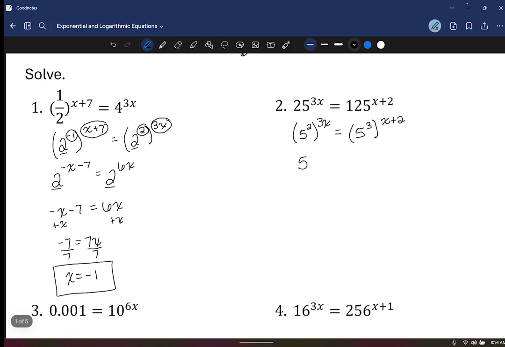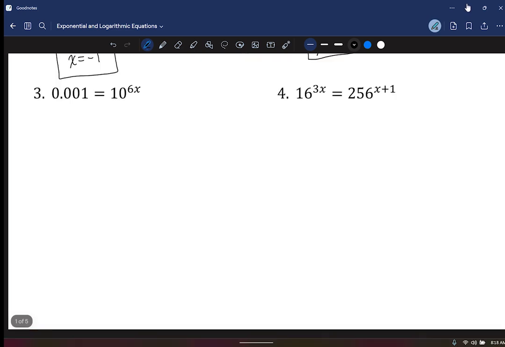So now I'll just multiply those exponents together. 2 times 3x is 6x. And I need to distribute this 3, so 3 times x is 3x, and 3 times 2 is 6. Now that I have those bases that are the same, I know that these are equal if the exponents are equal. So I'm going to set the 6x equal to 3x plus 6 and solve. I'm going to get my x's together, so subtract the 3x. That gives me 3x equals 6. Divide by 3, and x is 2.